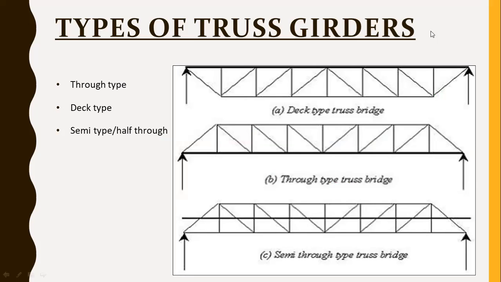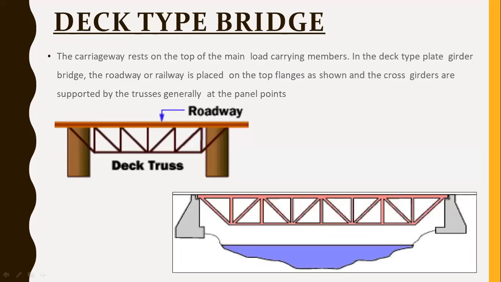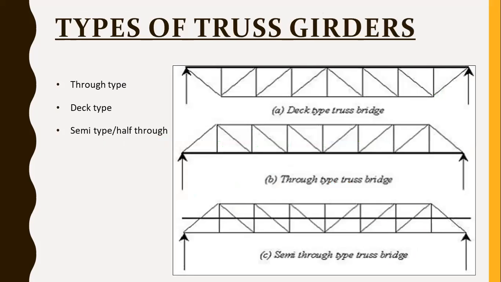As you can see in this figure, deck type bridges. The second figure is a through type truss bridge, and the last one is a semi-through type truss bridge. So what are all these types of bridges? Basically, a truss bridge in general consists of two longitudinal truss girders connected by cross girders, as you can see in all these figures.